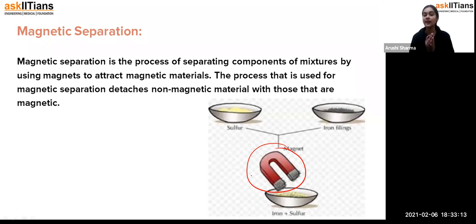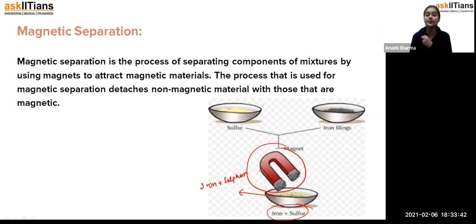Okay, so what happens, students? This magnetic separation we generally use to separate out magnetic substances and non-magnetic substances. As you can see here, this is a mixture of iron and sulfur. Iron pieces are there, that is iron plus sulfur. Now you have to separate them. So now you'll think that iron is not dissolving in water, and I can't separate out the very small iron pieces with my hand.